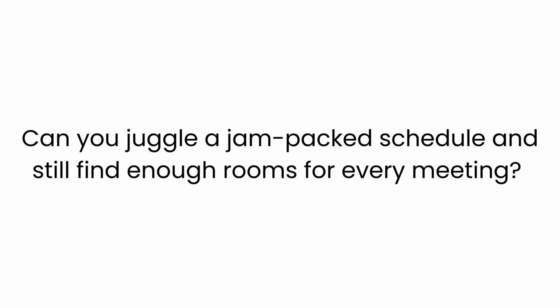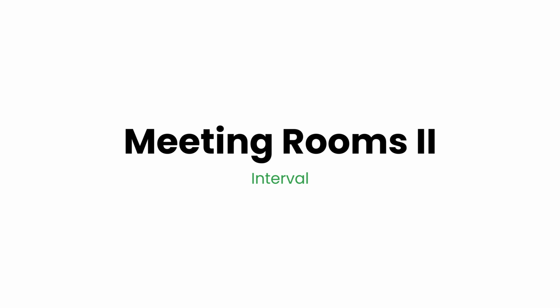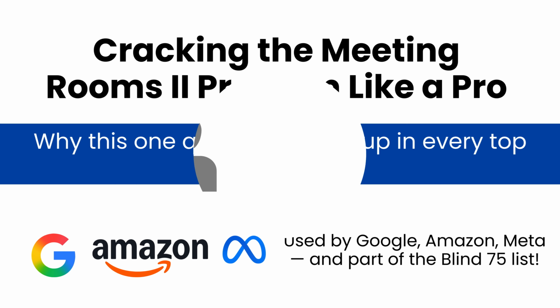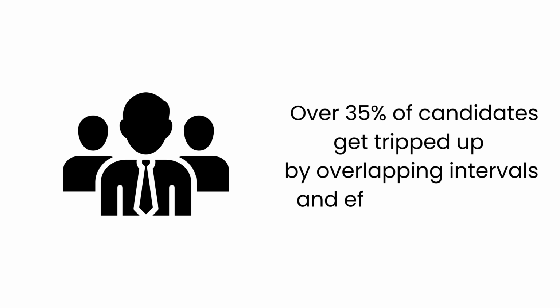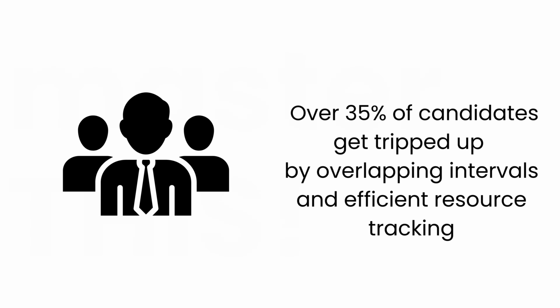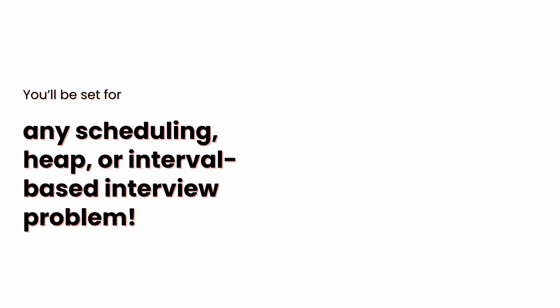Can you juggle a jam-packed schedule and still find enough rooms for every meeting? Meeting Rooms 2 is a Pattern Mastery 100 favorite and a must-know at Google, Amazon, and Meta. Over 35% of candidates get tripped up by overlapping intervals and efficient resource tracking. Master this, and you'll be set for any scheduling, heap, or interval-based interview problem.